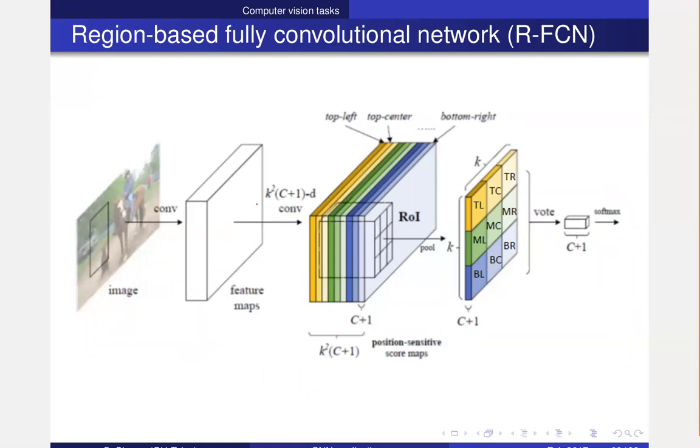Here, when I pool from a region proposal, let's say that's the part of the image I'm interested in. When I pool from this image, I will consider different locations of the image separately. So let's say if I have k equal to 3 here, this is exactly illustrating k equal to 3.